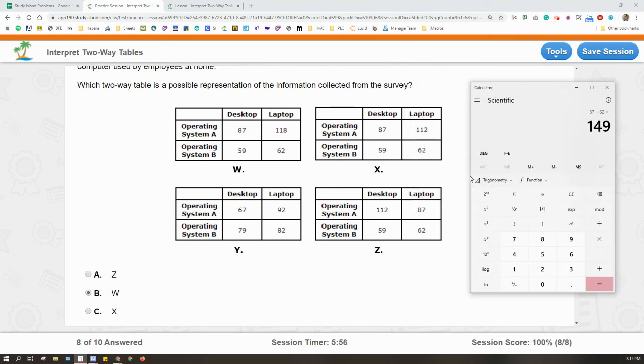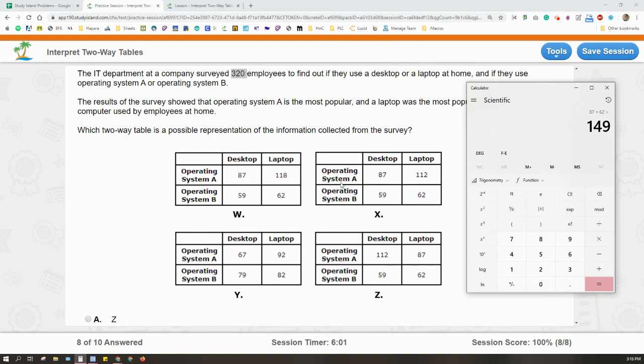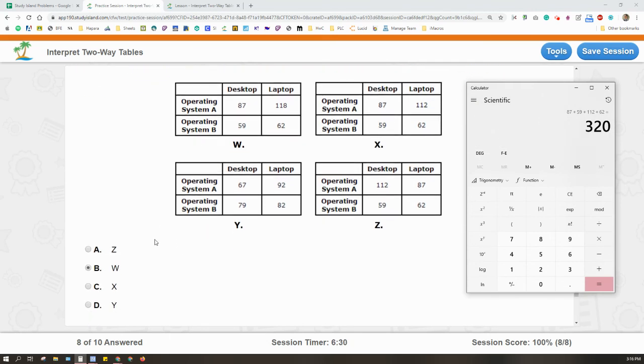So now we have to choose between W and X, and it's clearly just a matter at this point of figuring out which one adds up to 320, not 350. So go ahead and add the numbers together in table W. 87 plus 59 plus 118 plus 62 gets 326. That's too much. So table X had better add up to 320. 87 plus 59 plus 112 plus 62. And there we go, 320. So table X is our answer.